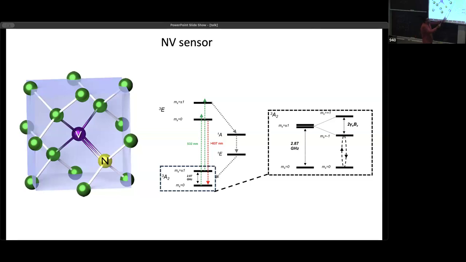The NV sensor consists of a nitrogen and a vacancy right next to each other. There are a lot of details of the photophysics of this NV sensor that I'm just going to completely ignore and say, at the end of the day, when you apply a small magnetic field, called a bias field, this thing behaves effectively like a spin-1 system. It has two levels, and you can drive Rabi oscillations between them by applying a microwave field, which is in the gigahertz range.